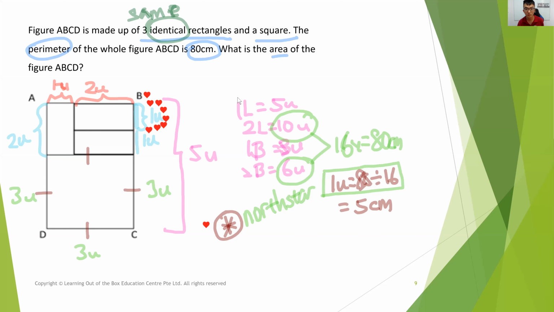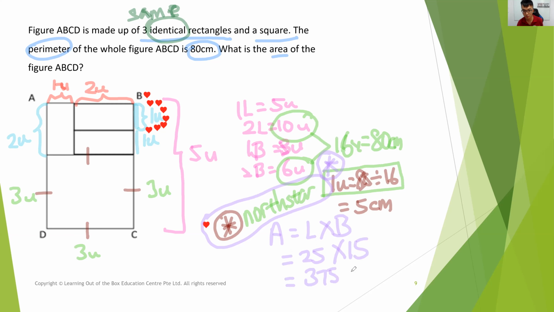Now, what is the length here in this case? To find area, you need to do length times breadth. Shin Tan, North Star means to find 1 unit. In problem sums for primary school maths, a lot of questions will require you to find 1 unit. So whenever your child or you yourself is stuck, you have to find the North Star. A lot of times when you find the North Star, which is 1U, you can solve the questions straight away. So length will be 5 times 5, which is 25 cm, and then your breadth will be 3 times 5, which is 15. So the answer is 375 cm square.